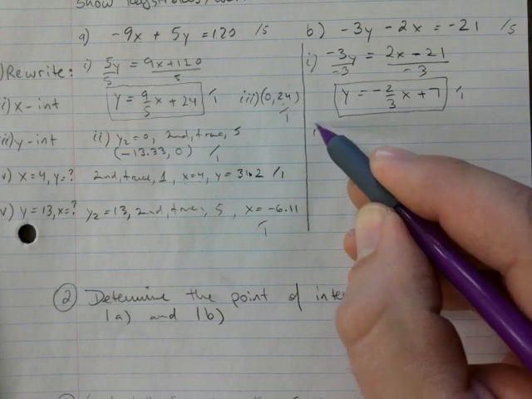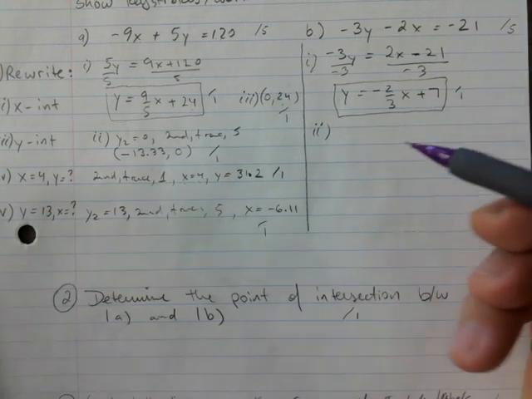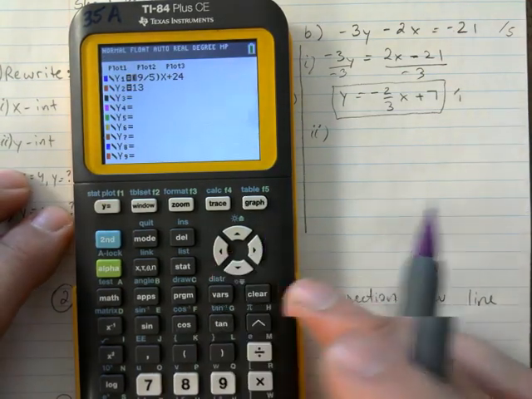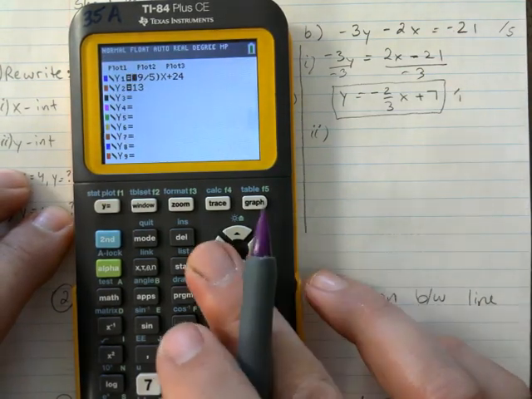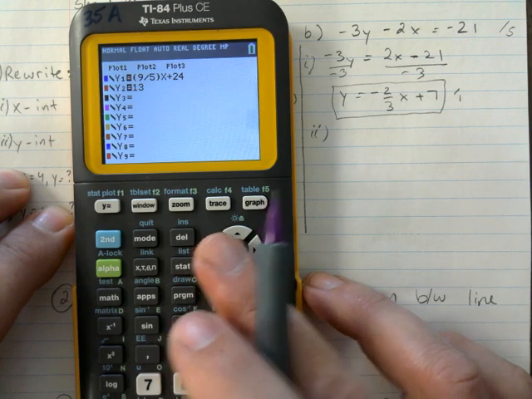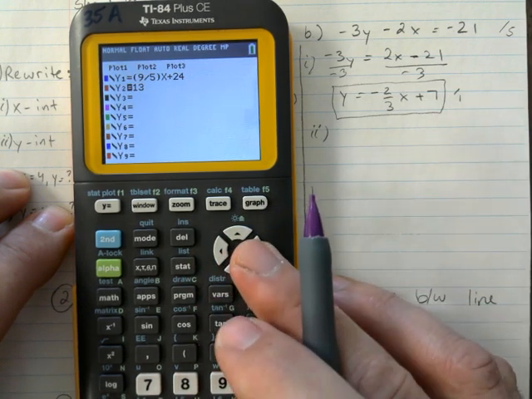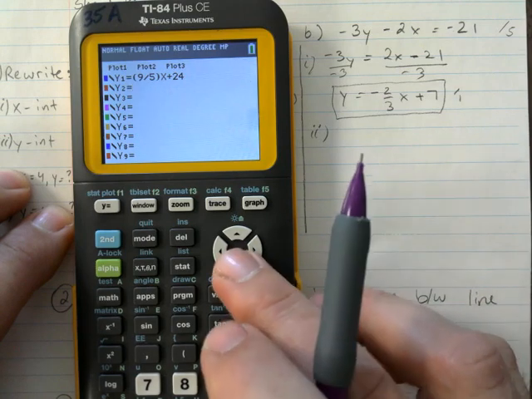For the x-intercept, I'm going to have to type this in if I want to use my calculator, right? So watch what I'm going to do here. I'm going to turn that equal sign off for now. I don't want that graphed, and I'm going to clear that.